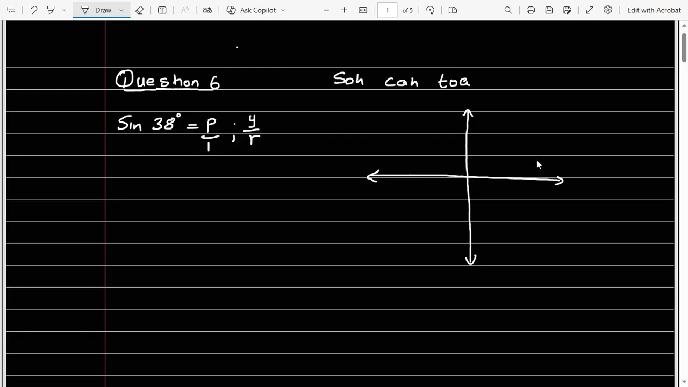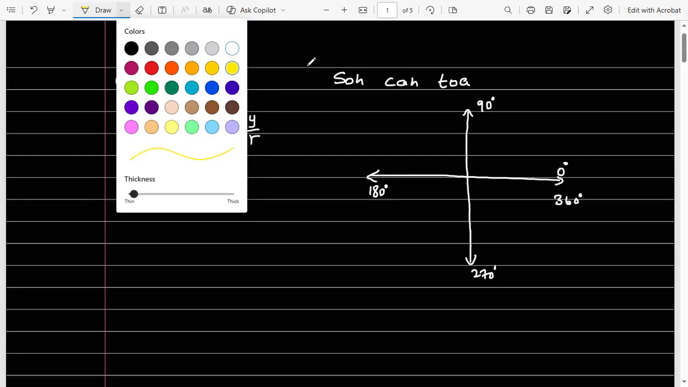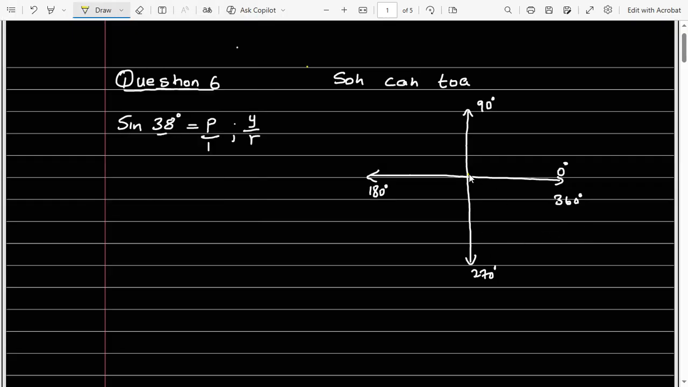Looking at this, this will be my 0 degrees. This is 90, and I'll have this as 180. Then this is 270. The last one is 360. So where should I put my diagram? You're going to look at that angle, 38 degrees. So 38 degrees is between 90 and what? And 0, which is quadrant 1. So my diagram should be in quadrant 1. So I'll definitely put my diagram in quadrant 1. So this will be my diagram here in quadrant 1.